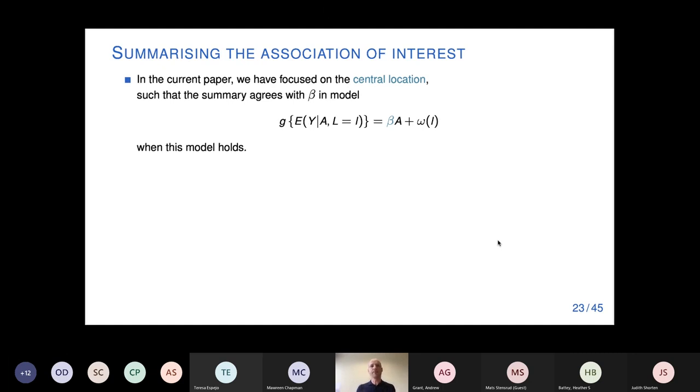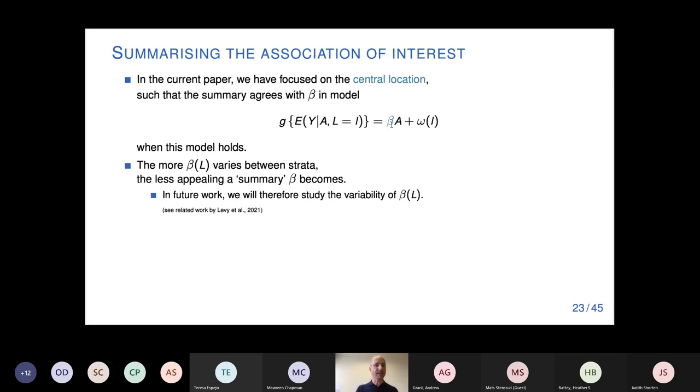In the paper, we will focus on the central location in such a way that the summary that we report at the end of the day will agree with the coefficient beta in this model, where we have a constant effect this time. It will agree with that coefficient if the model holds, but hopefully still be sensible if the model is misspecified.